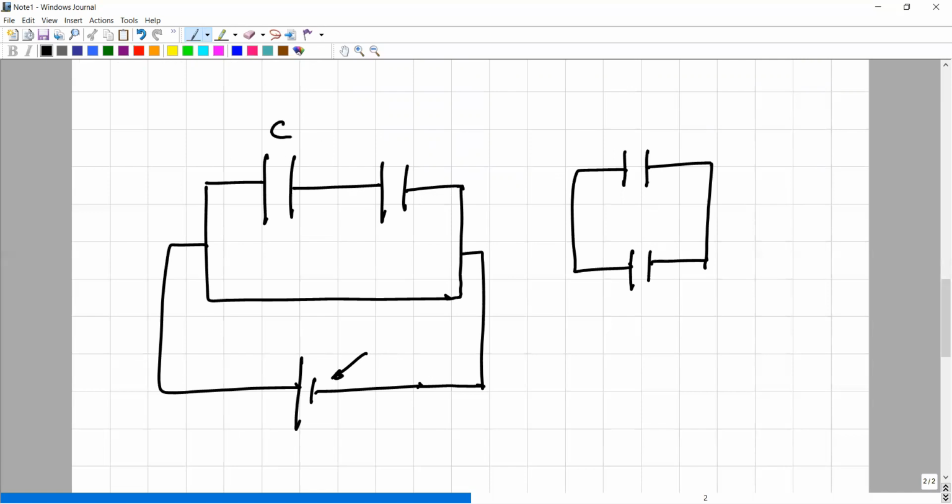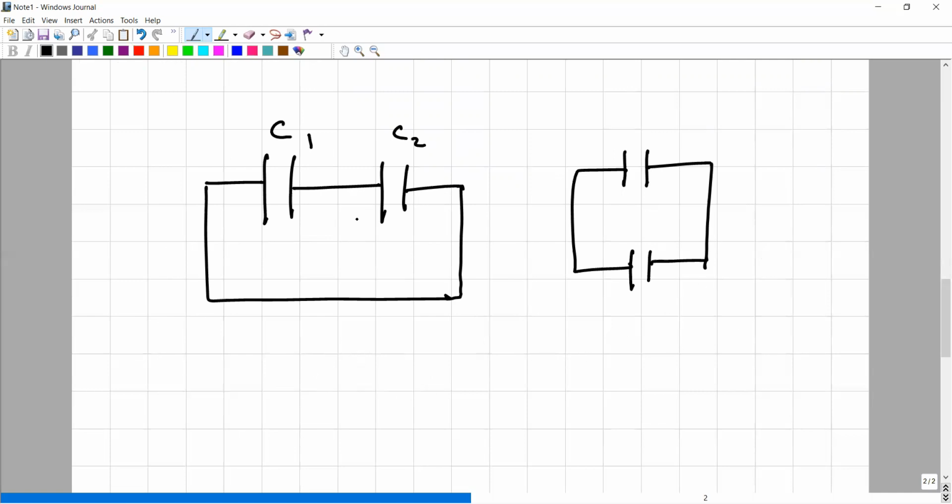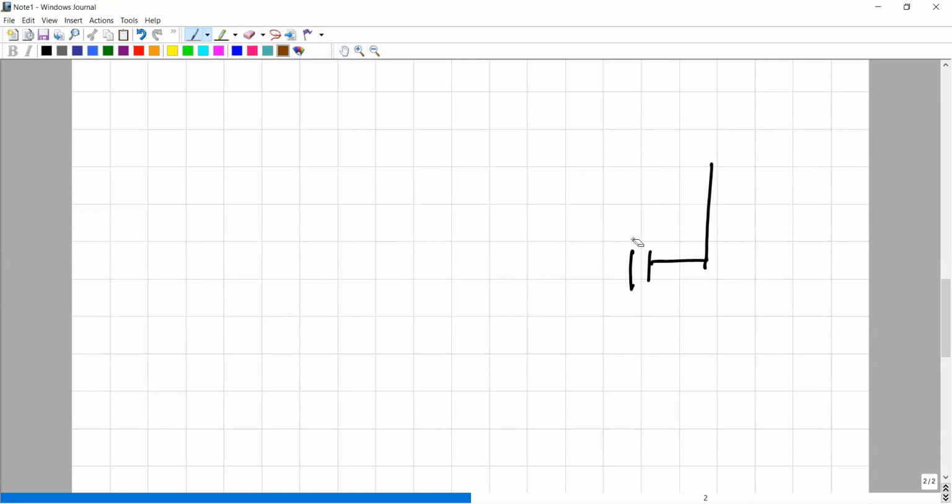The capacitors C1 and C2 can be in series only with respect to this potential source. These two can be parallel only with respect to the potential source. If there is no potential source, then they are neither series nor parallel. If you just extend this wire, this particular conductor, this capacitor can be stretched and made here. Then it will look like this. So this type of setup where there is no external potential source would not qualify as a series or a parallel circuit.